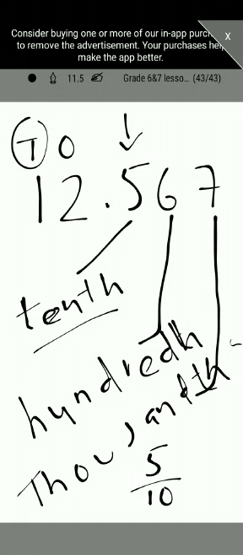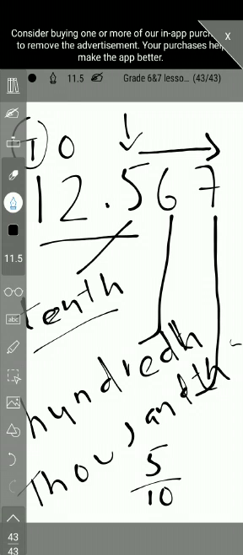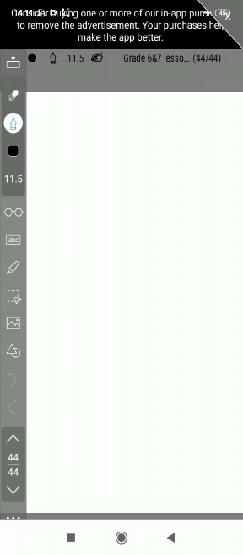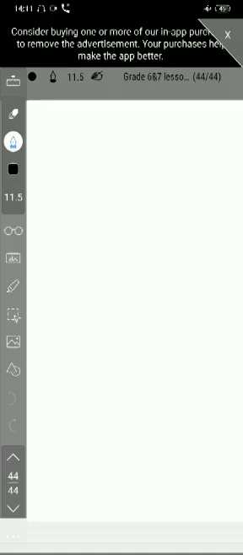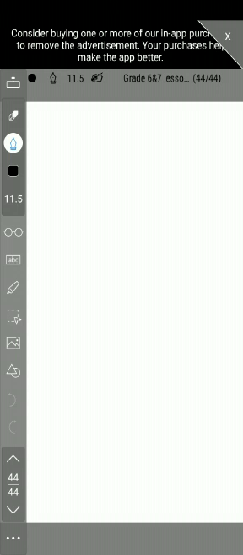Okay, the more the values go towards the right side after the decimal, the value of that number is decreasing. Okay, right? So 5/10 is bigger than 6/100, because this is 12.5, right? And if we move further and further, the value decreases. All right, it does not increase. Okay, now we have learned the place value of decimal numbers.